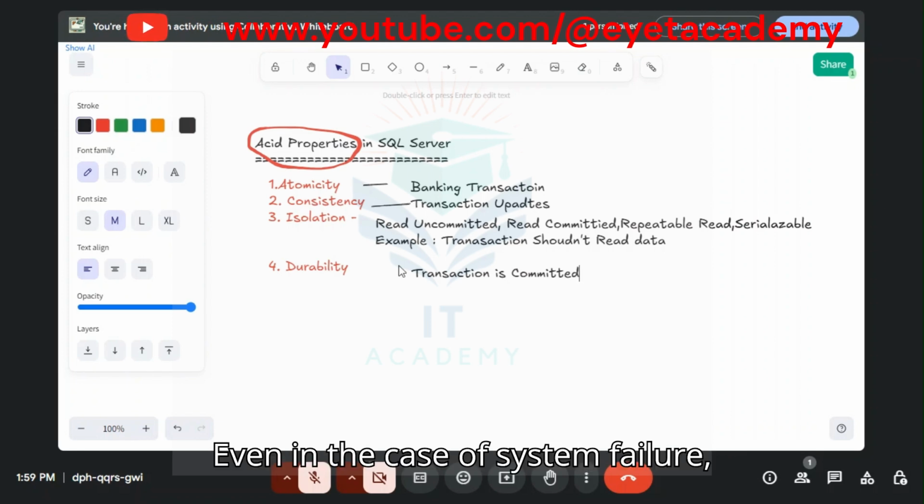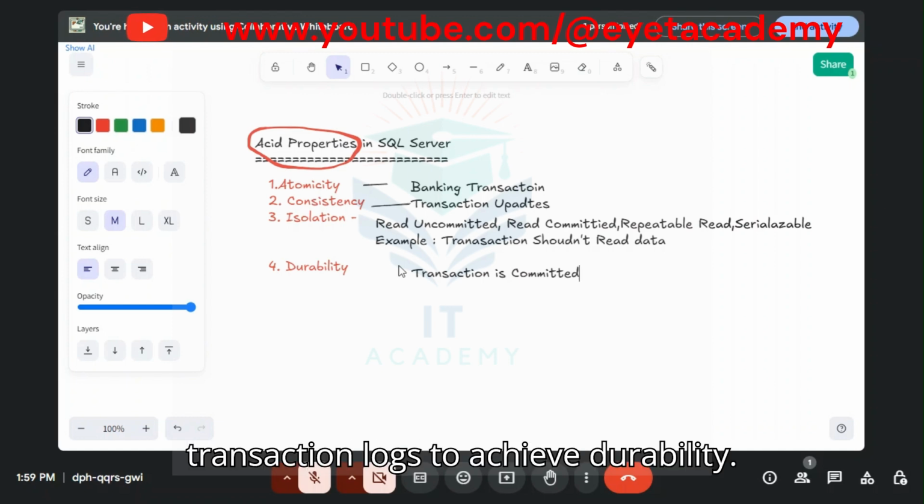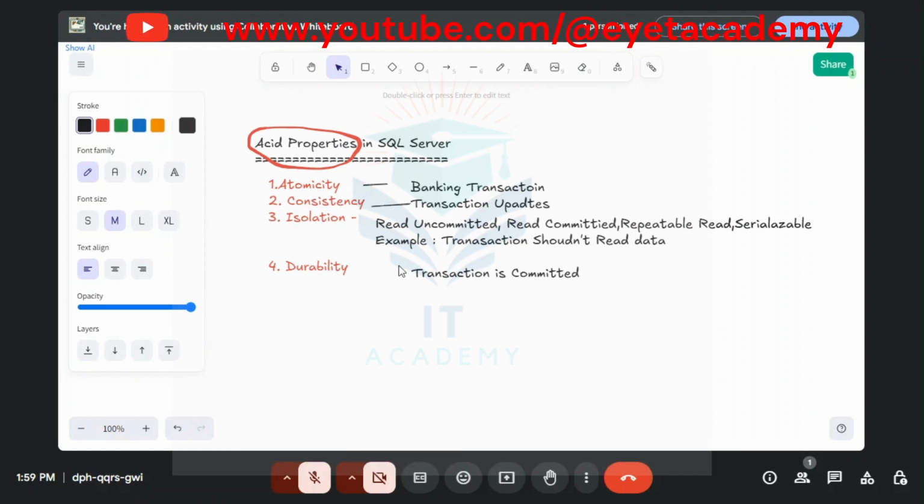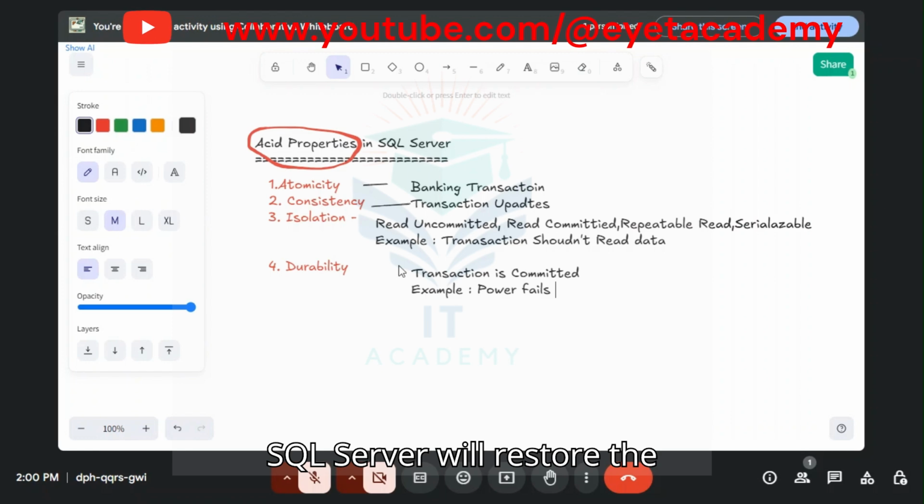Even in the case of system failure, SQL Server uses transaction logs to achieve durability. Example, if power fails after a transaction is committed, SQL Server will restore the committed changes upon restart.